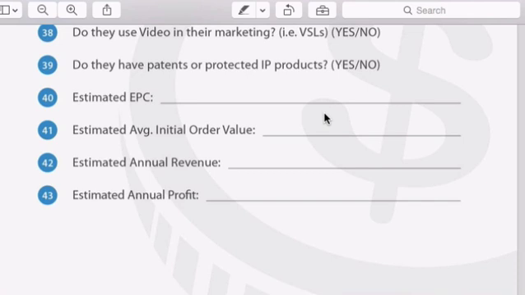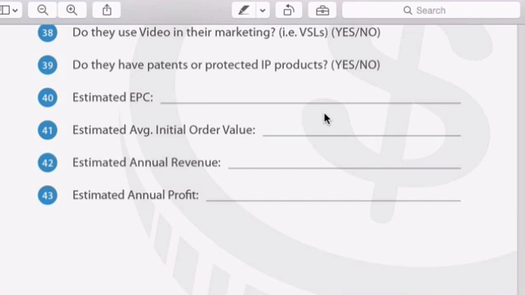So ultimately we can extrapolate those numbers and figure out an earnings per click. How much is each click worth? So let's say that the average order value is $30, and we assume that their conversion rate is 1%. For every 100 visitors they get to their site, one of them buys. Then we get an EPC of 30 cents in this example. The $30 times the 1% comes out to 30 cents per visitor. So that would be the EPC.